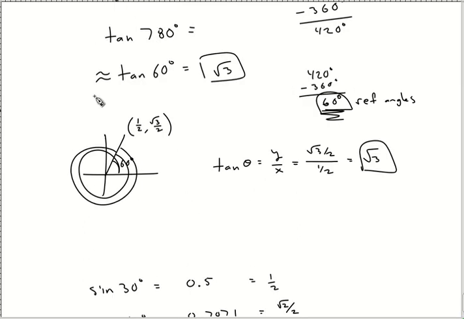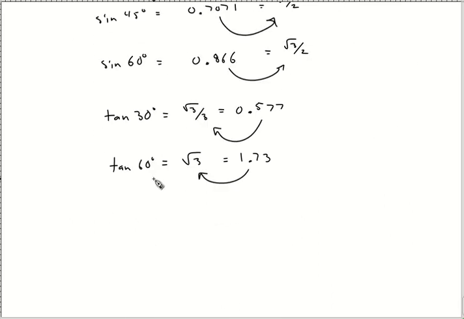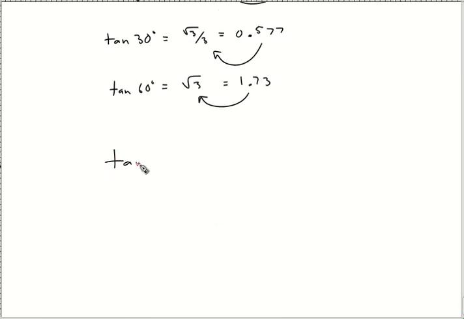Let's go back to my problem. So that was tangent of 780. And I go to the calculator and I put this in, and it gives me a 1.73, a positive 1.73. Guess what the answer is? Exactly. You bypassed all that other work, and you got the answer immediately.